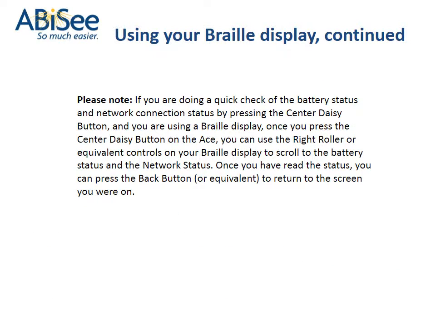Please note, if you are doing a quick check of the battery status and network connection status, by pressing the center daisy button, and you are using a Braille display, once you press the center daisy button on the Ace, you can use the right roller or equivalent controls on your Braille display to scroll to the battery status and the network status. Once you have read the status, you can press the back button, or equivalent, to return to the screen you were on.